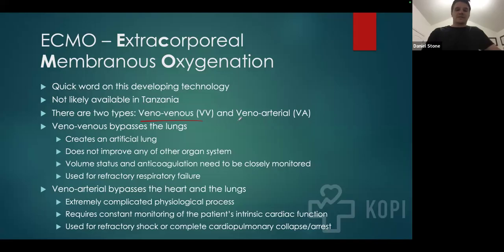There's two types of ECMO. There's veno-venous and veno-arterial. Veno-venous basically bypasses the lungs. It creates an artificial lung system. It doesn't necessarily improve dynamics to any other organ system.